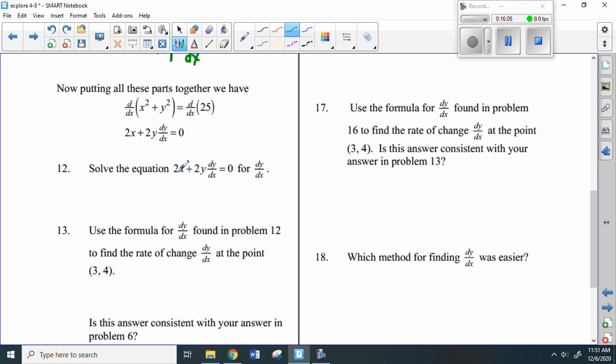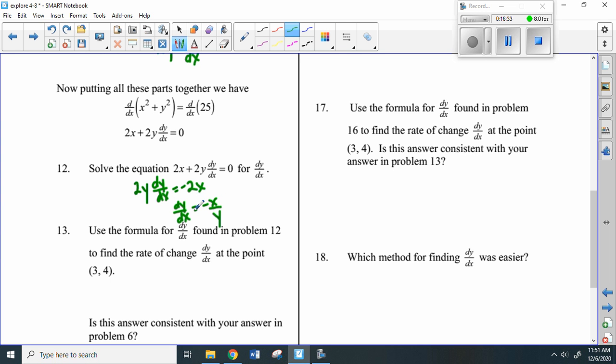Okay, so let's see, that's going to require subtracting 2x and then dividing by 2y, and the 2's will cancel. Okay, so that wasn't too bad, right? All right, well, now we have the derivative of our function.